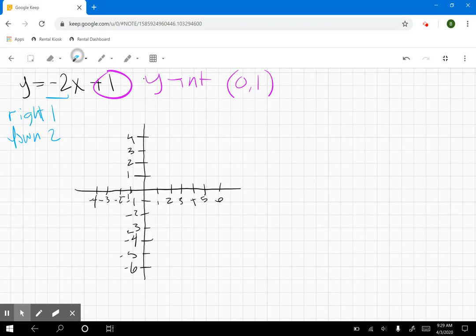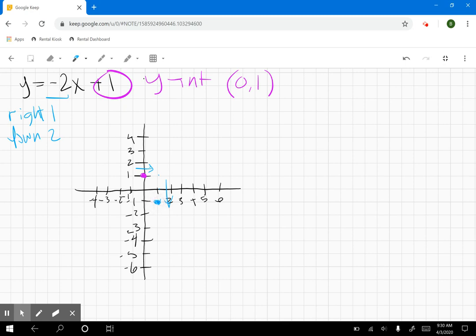All right, let's plot some points here. Start with the y-intercept. It's the point 0, 1, so we stay at the origin for the x and then go up 1 for the y-intercept. For our slope, again, we're going to go right 1, so right 1 unit, and we're going to go down 2. Okay, so right 1 unit would be there, down 2 would be here.